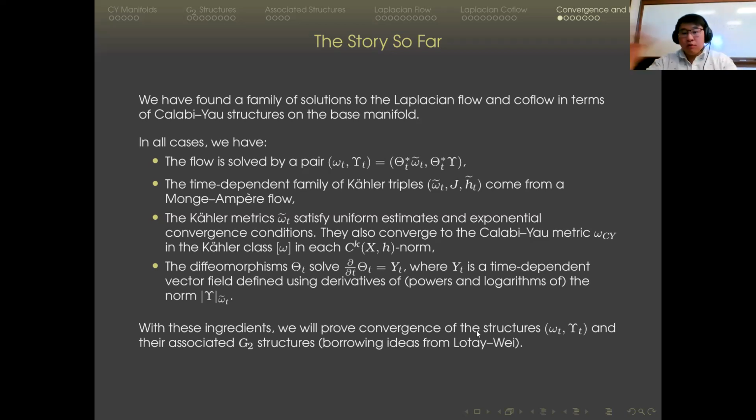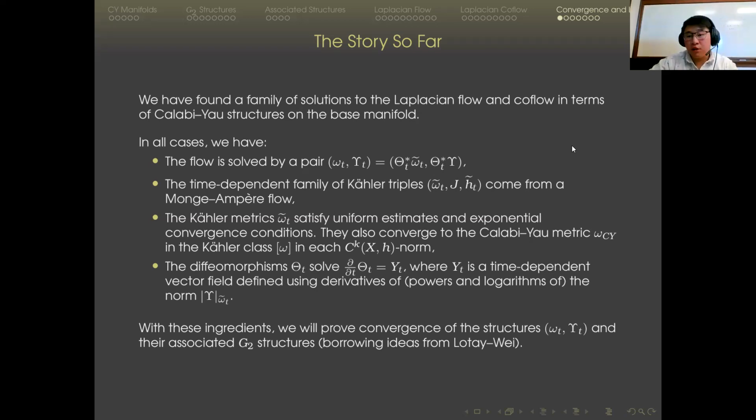So as a summary of what we've done so far, we have solutions to Laplacian flow and coflow in terms of things on the base. And in any case that we've done, whether it's the twofold case, threefold case, Laplacian flow, or coflow, our flow is really just solved by some pair of Calabi-Yau structure, this pair omega_t and epsilon_t on the base, which is some pullback of some auxiliary structure on the base, and the pullback of the initial holomorphic volume form.